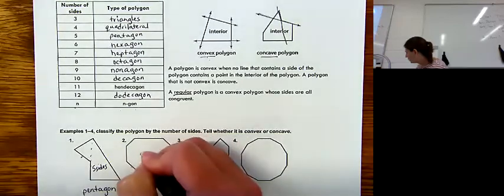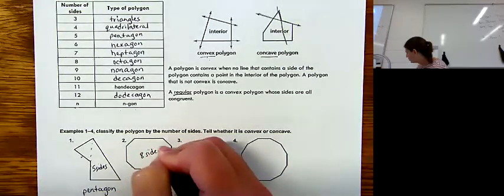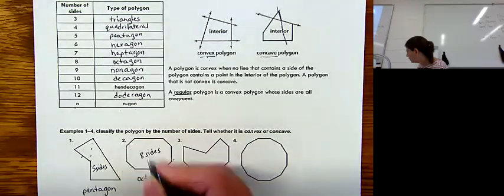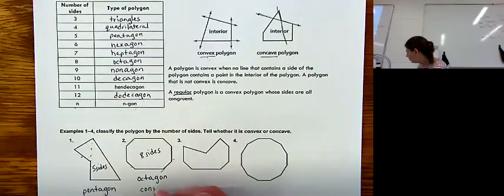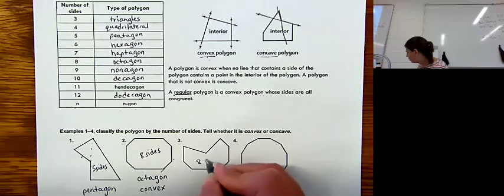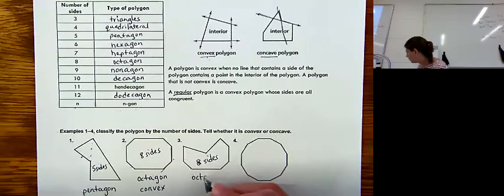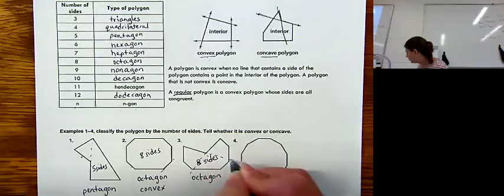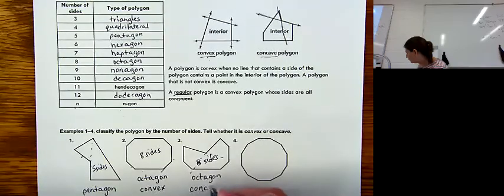The next one has 8 sides, making it an octagon. And if we extend all these sides, none of them would extend inside, so this would make it convex. Whereas this one, if we count the sides, it also has 8 sides, which makes it an octagon. But it would be a concave one, because if we extend some of these, they go interior of it.